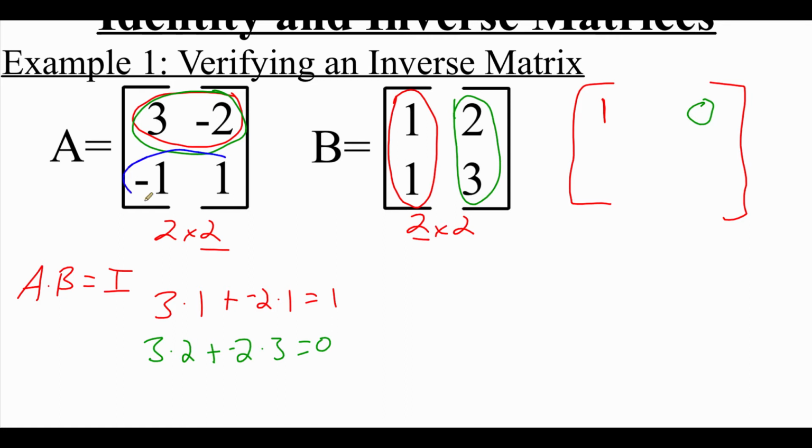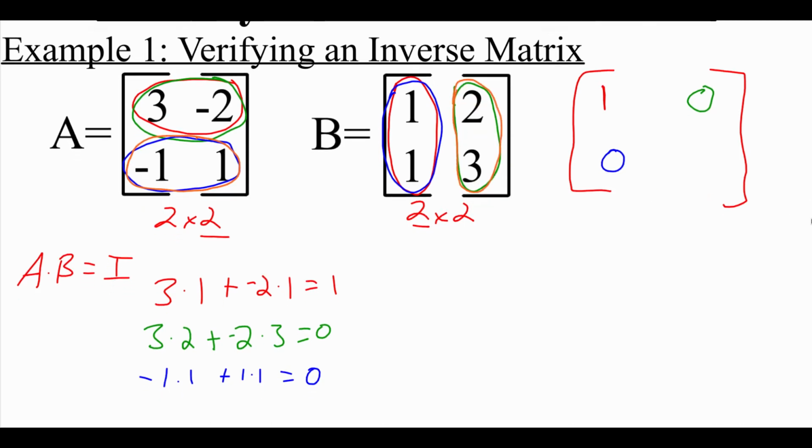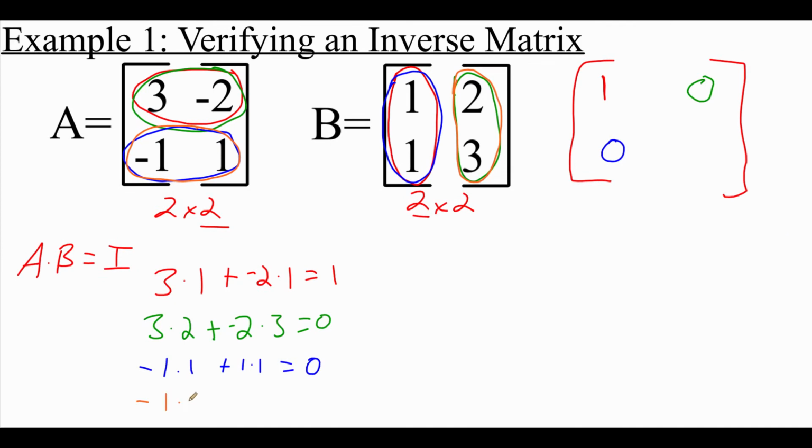Then I want to do the second row from matrix A times the first column from matrix B. So -1 times 1 plus 1 times 1. We get 0 as our answer. And then I need to take the second row from matrix A times the second column from matrix B. So we're taking -1 times 2 plus 1 times 3, and we get 1 as our answer. So when we did A times B, we got an identity matrix as our answer.